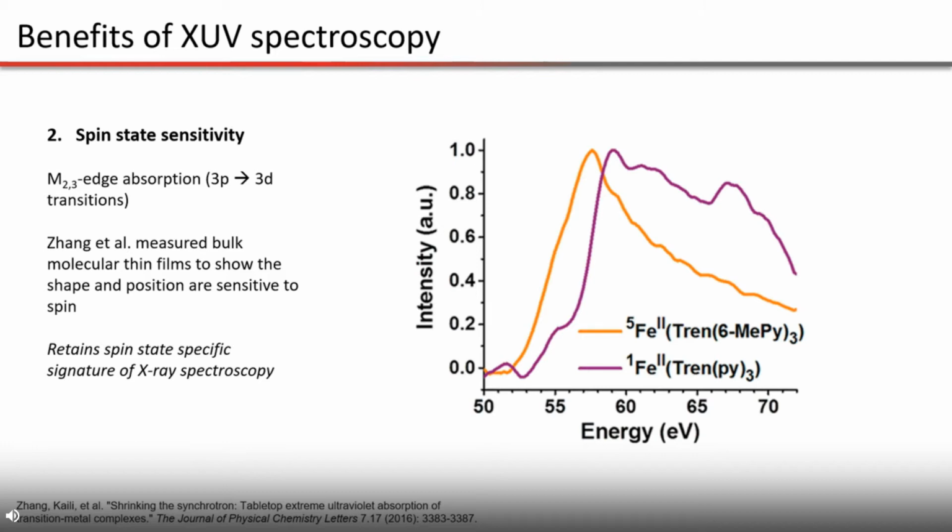So spin state sensitivity is going to be critical for understanding how electron spin is affecting something like magnetic properties, or even catalytic processes can involve a spin crossover or spin flip. So again, this is an XUV specific benefit that is not well seen in UV-vis spectroscopy, for example, where the spin state is sort of buried within much more information that you can extract from the valence states themselves.